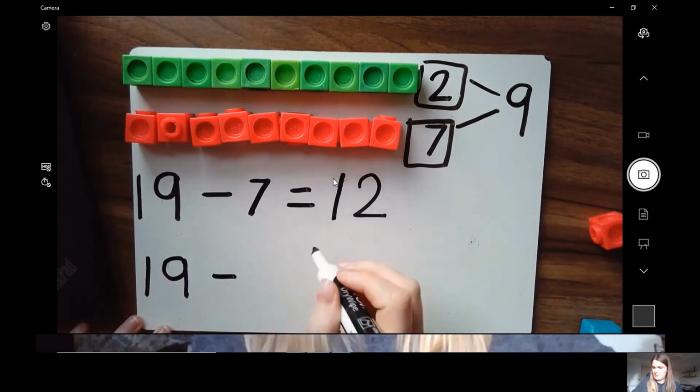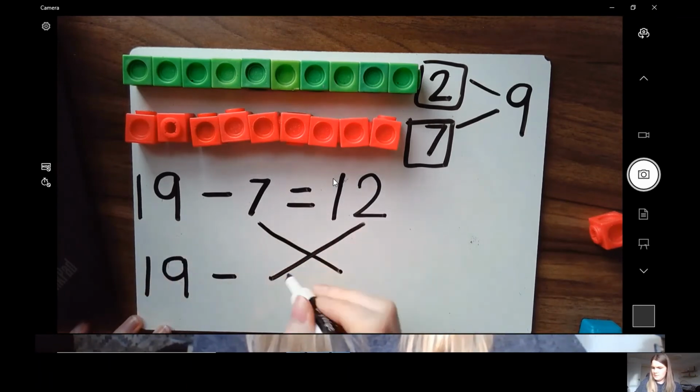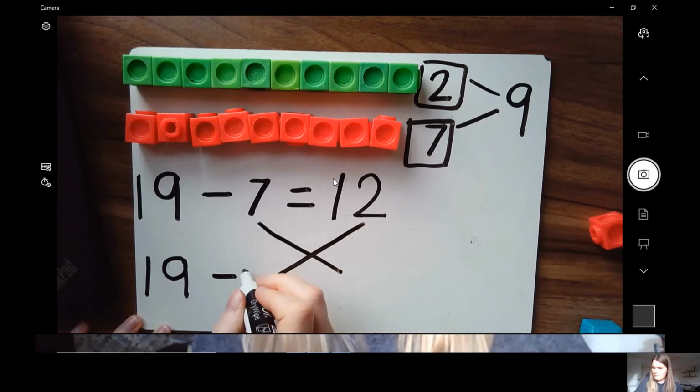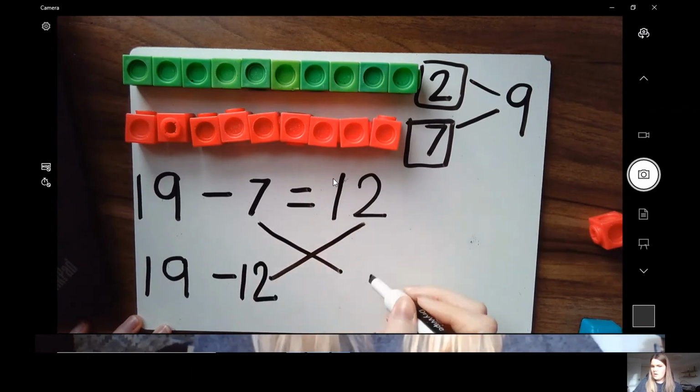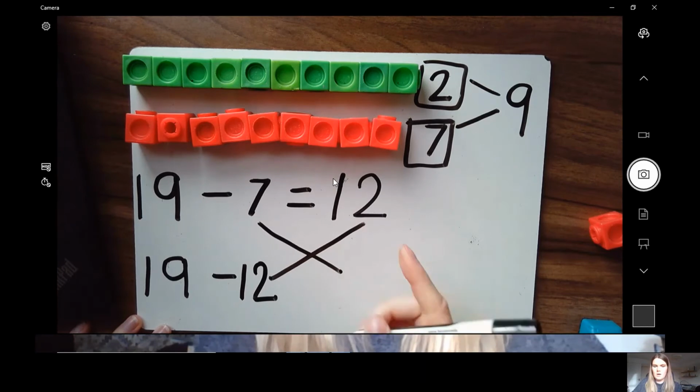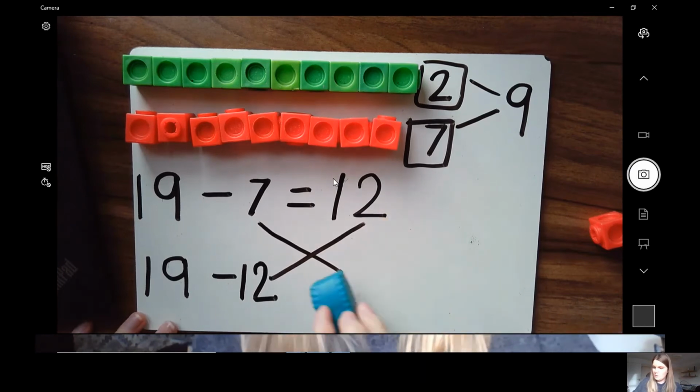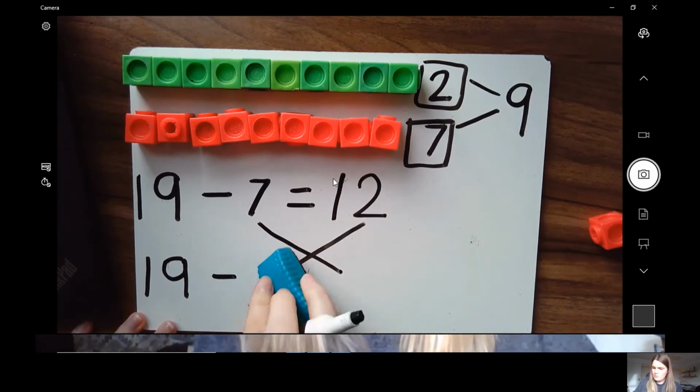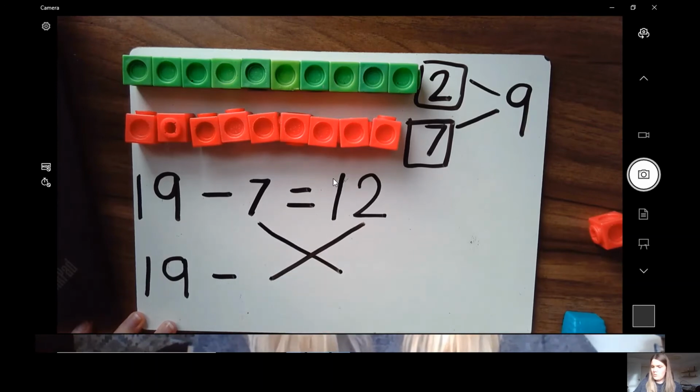19 minus, so I have to switch these 2 numbers. 19 minus 12. I only move the 2. Okay, I'm only going to move the 2. Why am I only moving 2? Because we're using 2 and 7. Thank you. 19 minus 2 equals, we've put our 7 in. Is it going to make 7?